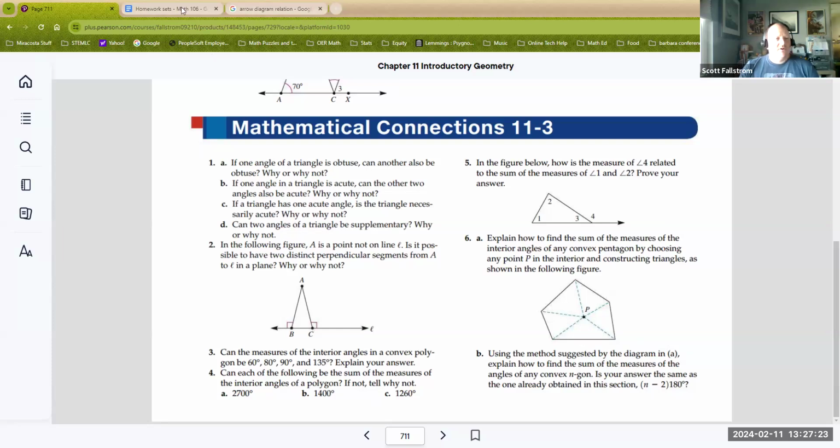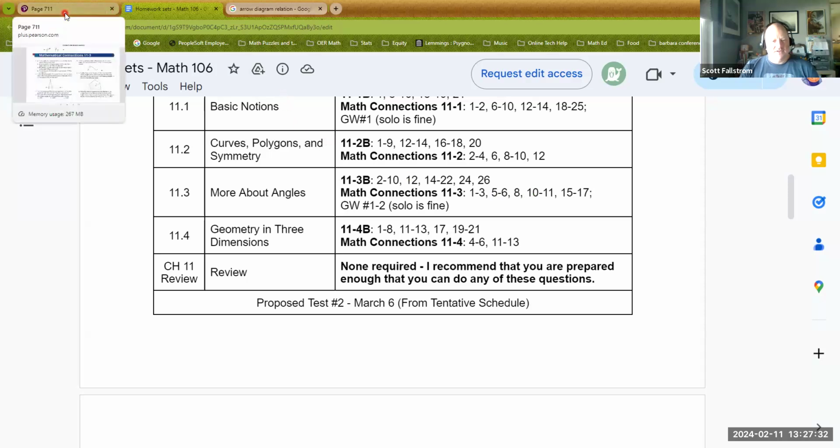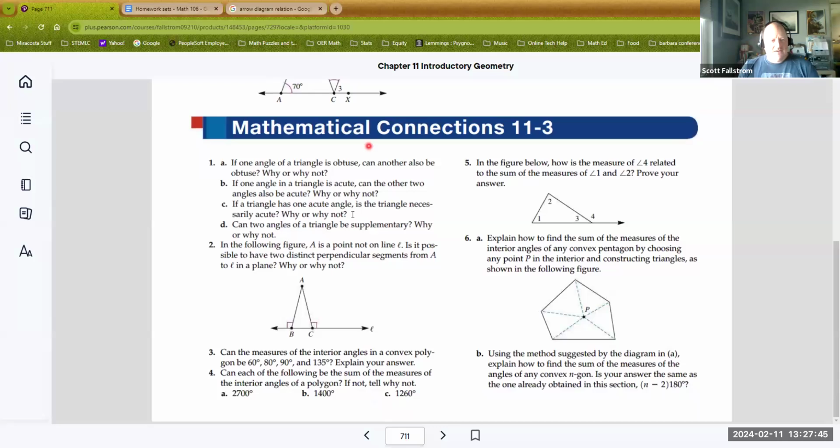So we are ratcheting through 11.3, Math Connections 1 through 3, 5 through 6. So skip 4, skip 7, skip 9, and skip a couple down the road. Let's take a look at these and see. And don't forget, I did give you one group work, number 1 and number 2. You can choose, working by yourself is fine, but oftentimes working with somebody else will make those go a little bit quicker. But doesn't matter to me. All right, let's take a look.